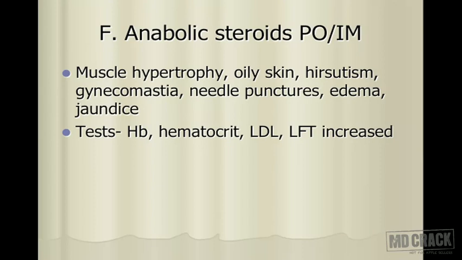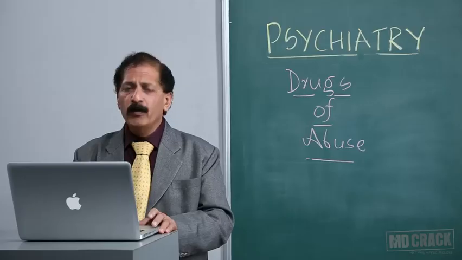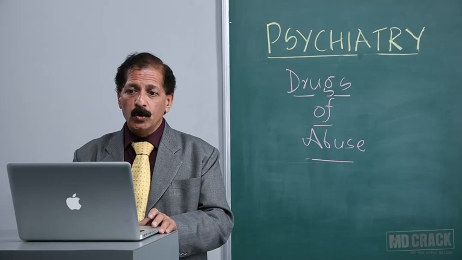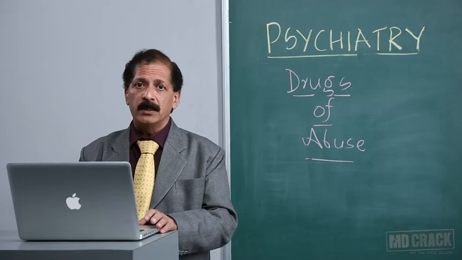If you go for blood investigation, surprisingly, these patients have a very high level of hemoglobin and elevated hematocrit. LDL levels are increased and the liver function tests are also abnormal, and the HDL cholesterol is found to be less in these patients. Anabolic steroids have different compounds, and you need to measure the urine steroid concentration to prove that this particular patient is taking anabolic steroids. So you need specific tests for different compounds. I would advise you to go to the pharmacology modules to know more about anabolic steroids, in which you will find the detailed pharmacology of the anabolic steroids.